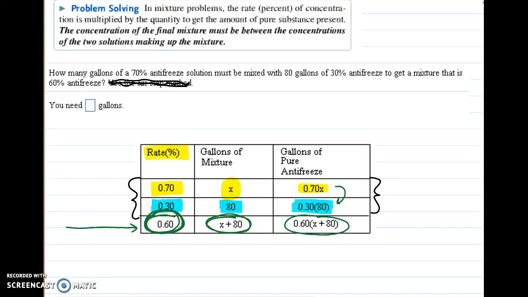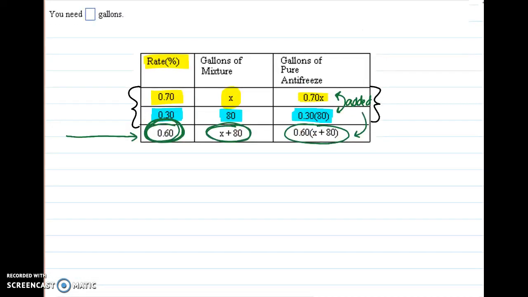I want these 2 things mixed together or added to equal this last thing. So I want 0.7x, X gallons of a 70% solution, added with 80 gallons of a 0.3 solution, to give me a 60% solution that is the sum of those 2 amounts, X gallons and 80 gallons. Okay, so this plus this, let me pick a different color here. This plus this needs to equal this.